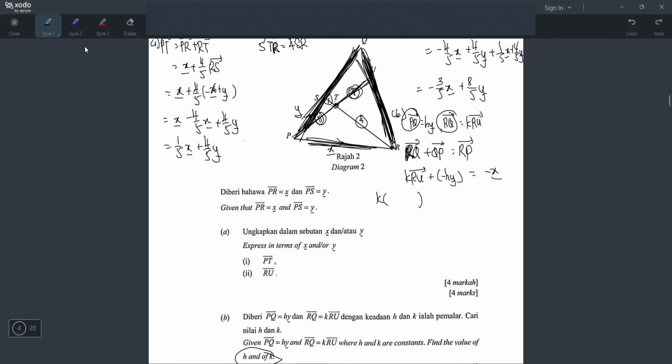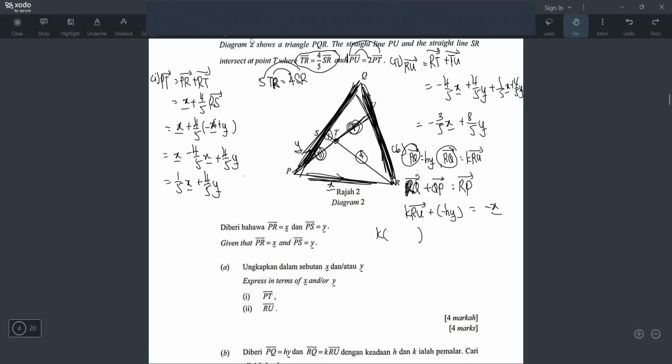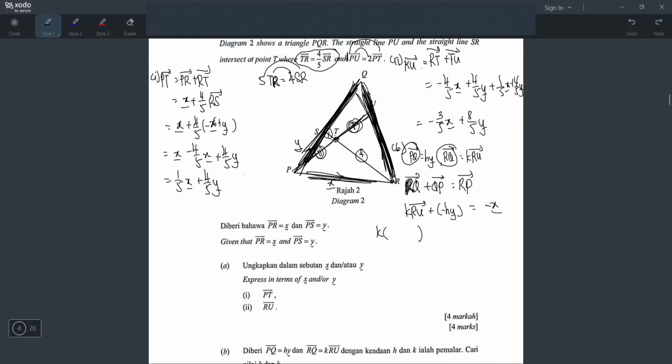The RU vector, do I have it? Yes, I found it just now. Do you remember? This is RU, right? So the RU vector is negative 3 over 5x plus 8 over 5y, and then plus minus, which is minus hy, equals negative x.